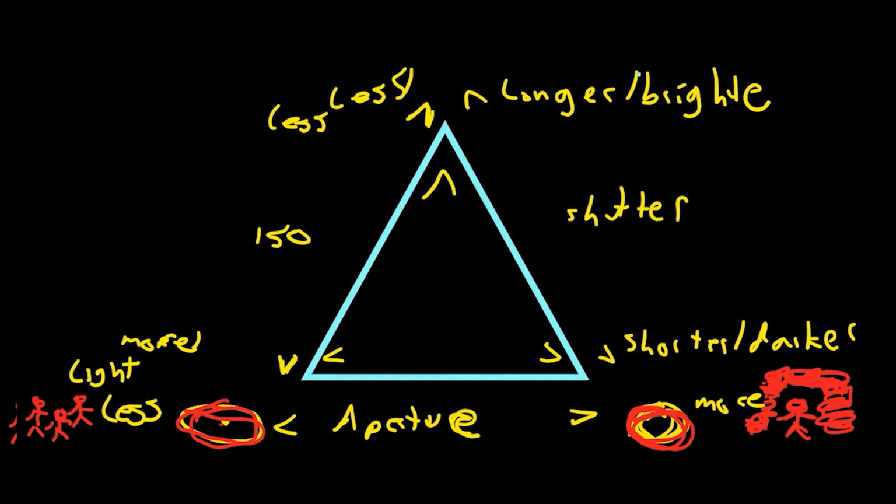Now let's move on finally to ISO. ISO is how sensitive your camera is to light. As we said before, less sensitive, less light, more sensitive, more light. The other effect ISO has in your image is image grain.